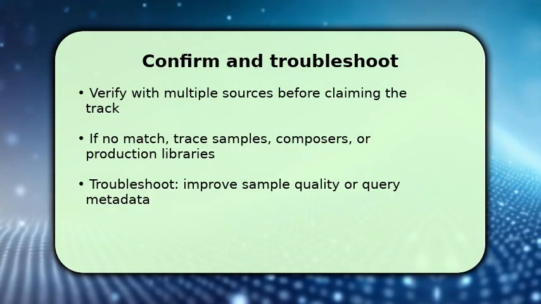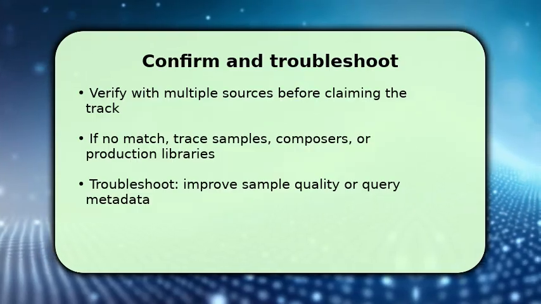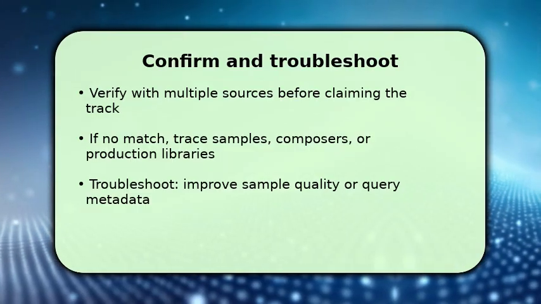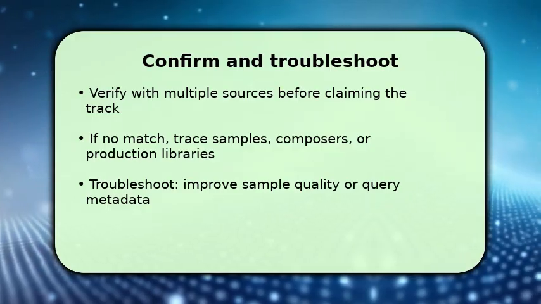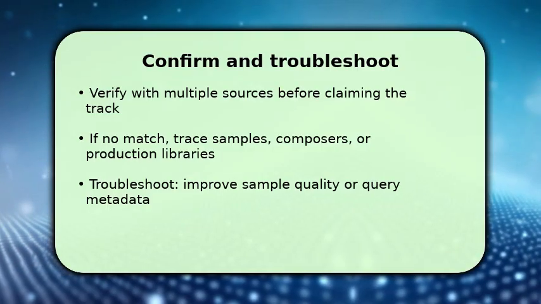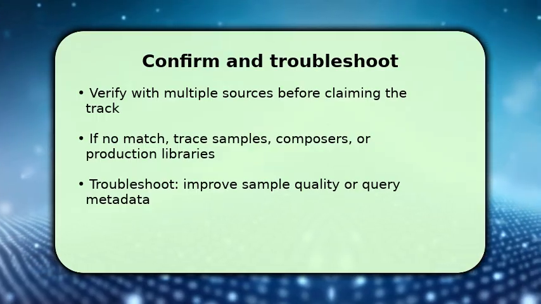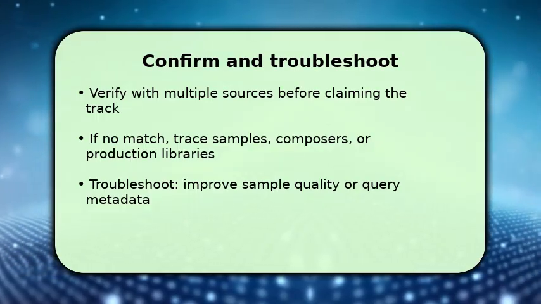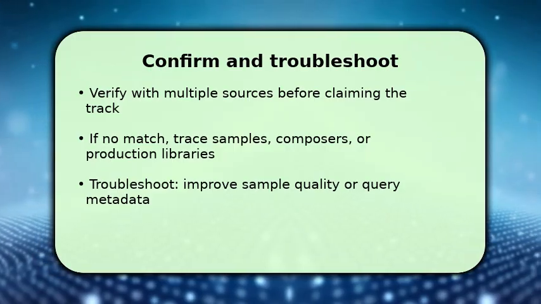When things go wrong, improve your sample quality. Re-export at a higher bitrate, remove noise, or provide a longer looped section. Metadata like timestamps and context often unlocks answers. You want certainty, so document your searches and rule out false positives.